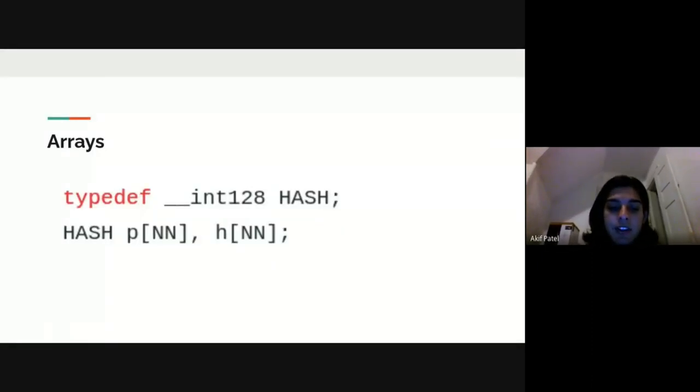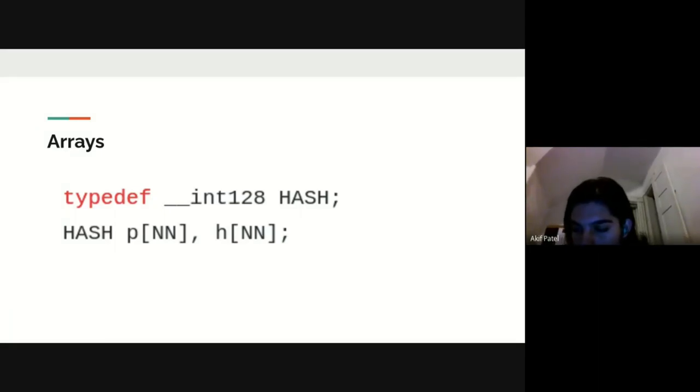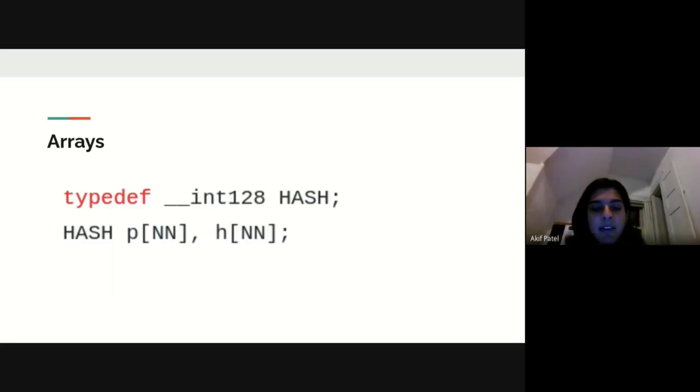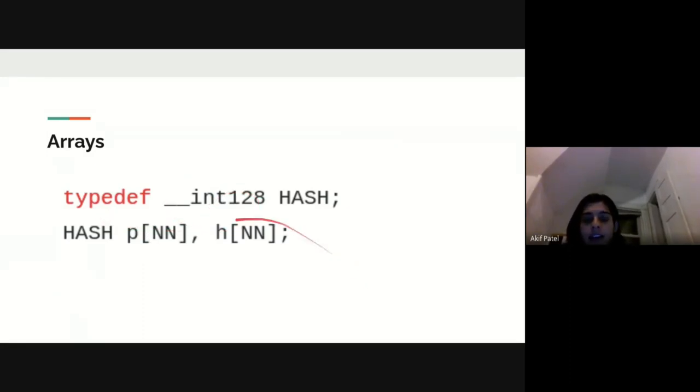Okay. So the first thing we need to do is define our hash type. Our hash type is just a 128-bit int, and I'm just typedef-ing it so we don't need to keep typing out int128. We just use the word hash. And then we define our P array for powers of the base, and H for all our prefix hashes. And then here is just a value big enough to cover all your strings.